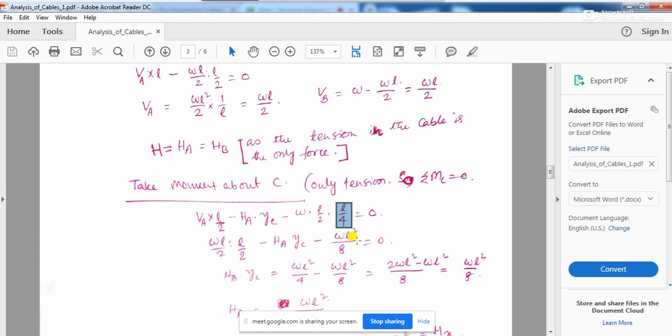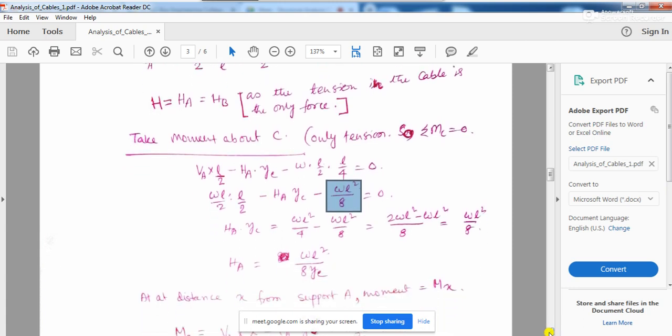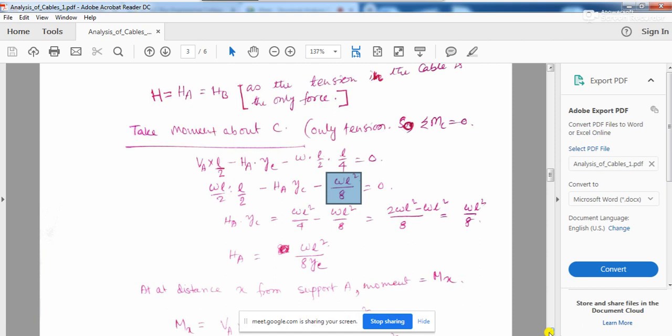So if you simplify it, then you see VA, we have put the value WL by 2 into L by 2, minus HA into YC, minus WL squared by 8 equal to 0. And if you see, what is this WL squared by 8? This WL squared by 8 is nothing but the bending moment of a simply supported beam under UDL.